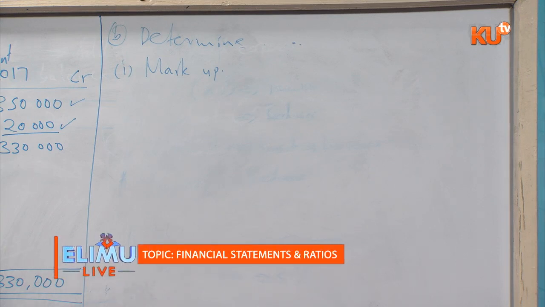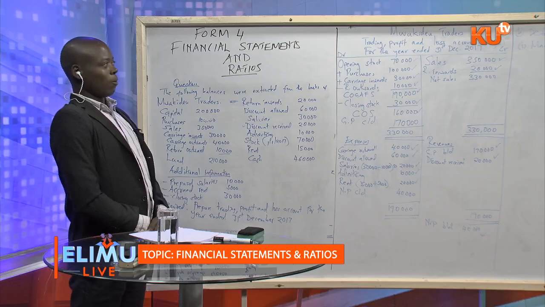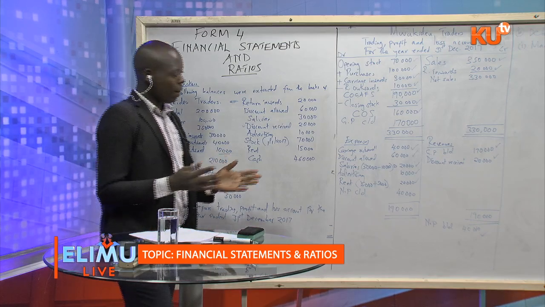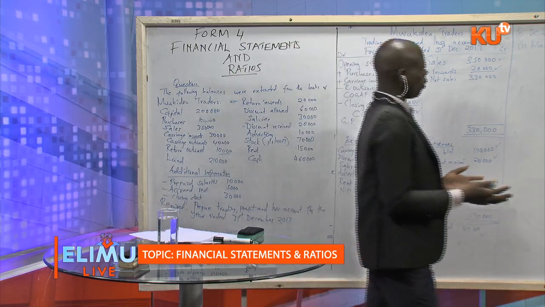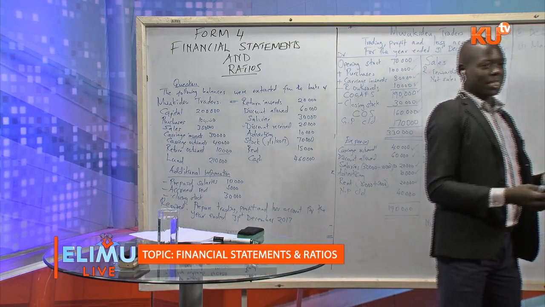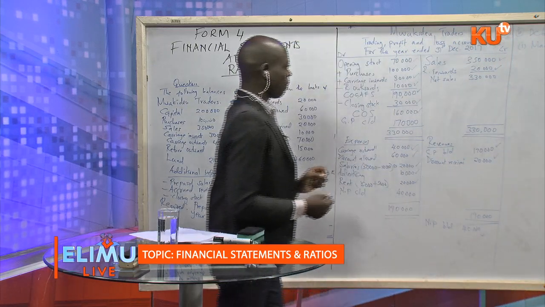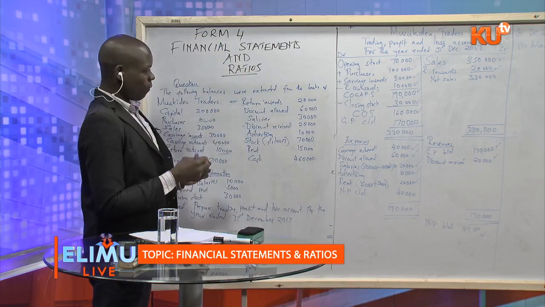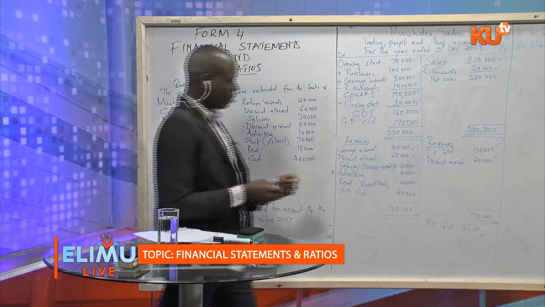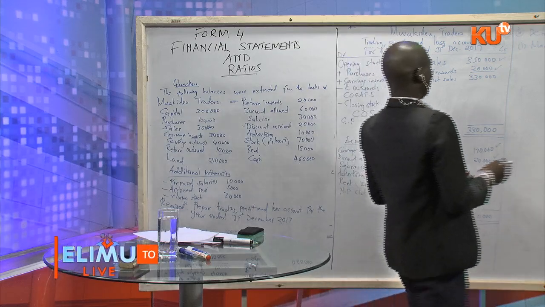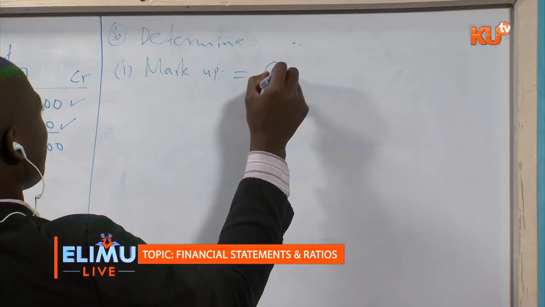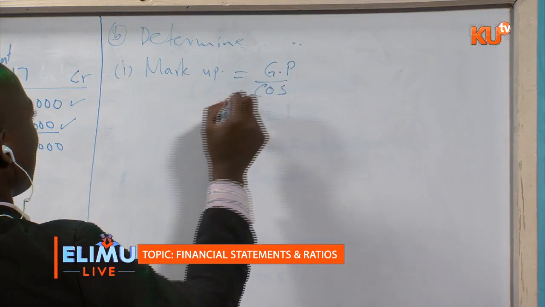We determine markup. Now, we said that markup is simply a ratio of gross profit against the cost of sale. So we need to ascertain from the figures we have: the gross profit is 170. So I will take 170, this gross profit, over cost of sale.